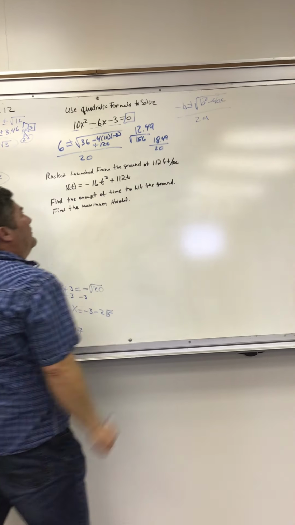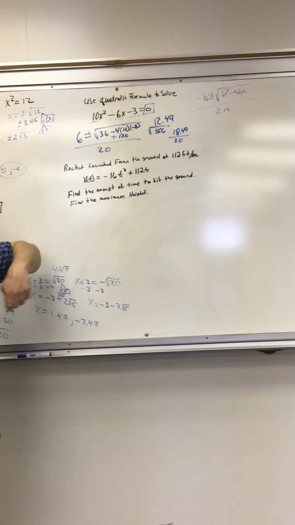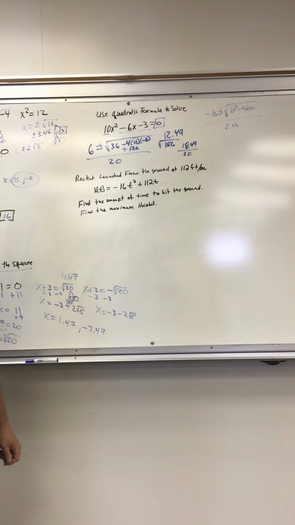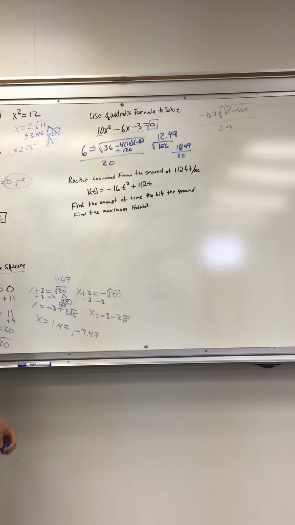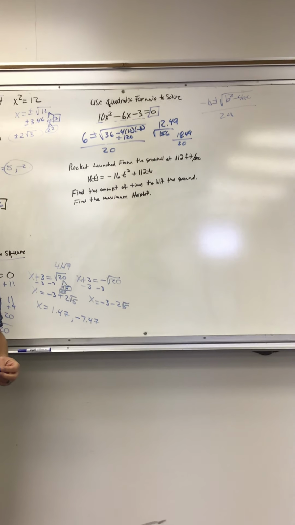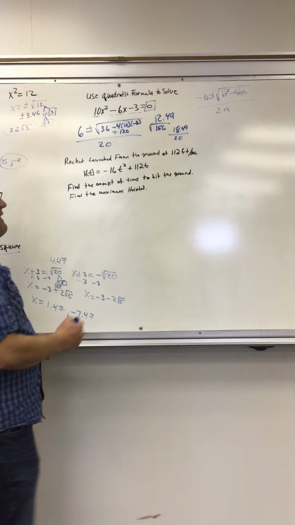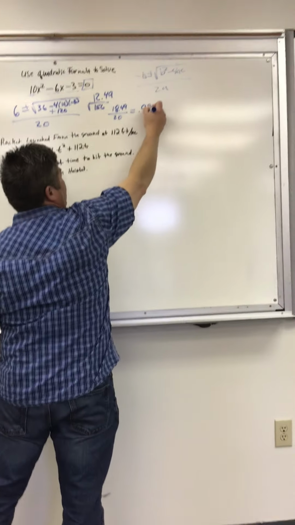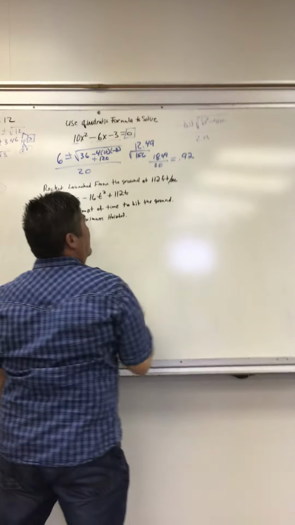divided by 20. Don't forget to divide by 20. A lot of kids do. You have to divide that by 20, and you'll get a decimal value. What'd you get? 18.49 divided by 20. 0.924. So this equals 0.924, so it's 2 decimal places. 0.92 is one of your answers.